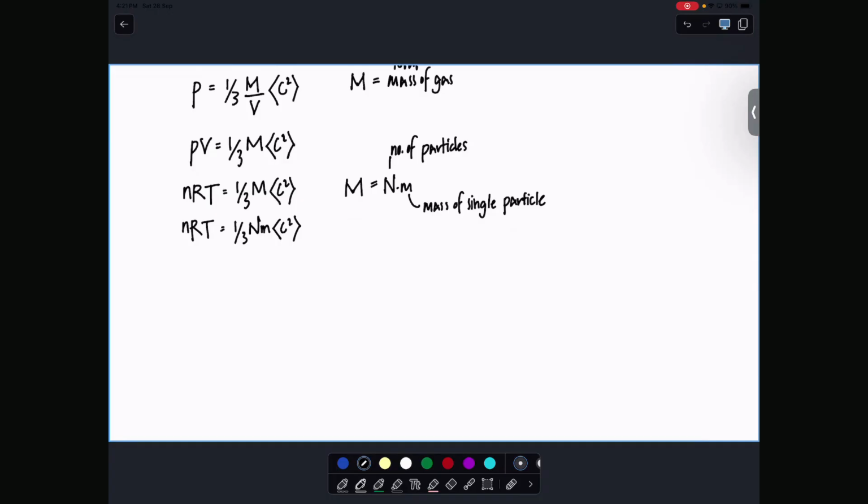The relationship between capital N and small n. Capital N is the number of particles, small n is the number of moles, right? What is the relationship? Yes, the mole number equals the total number of particles divided by the constant.